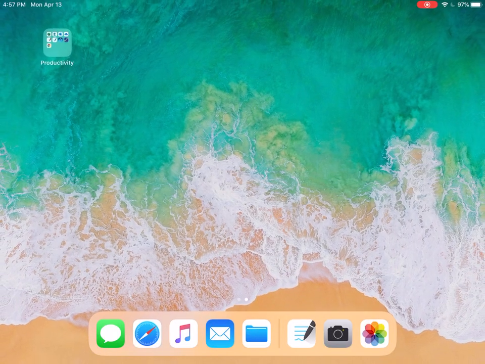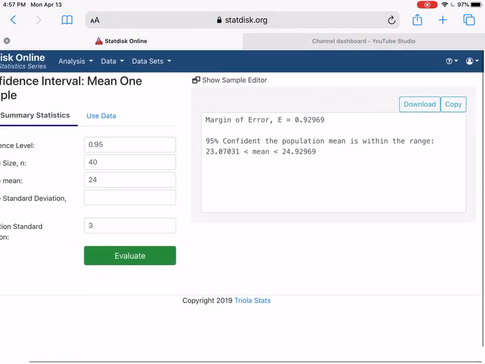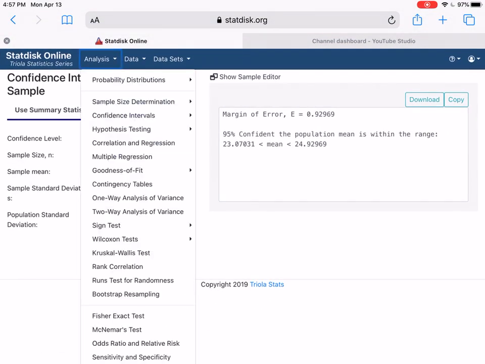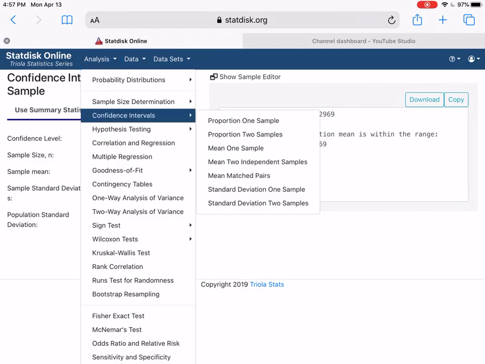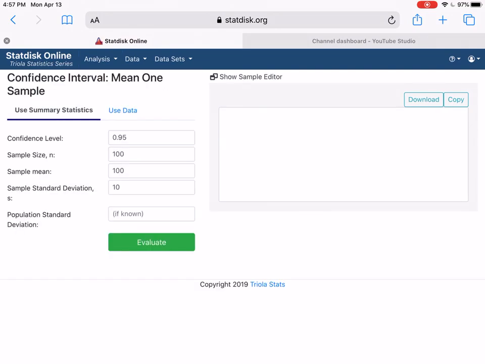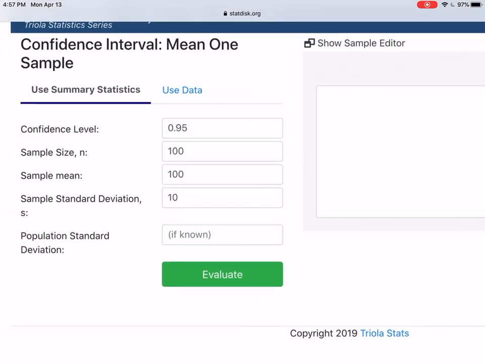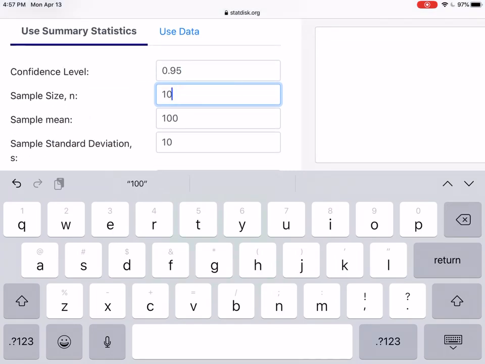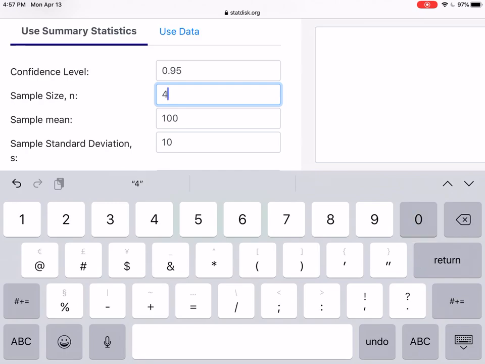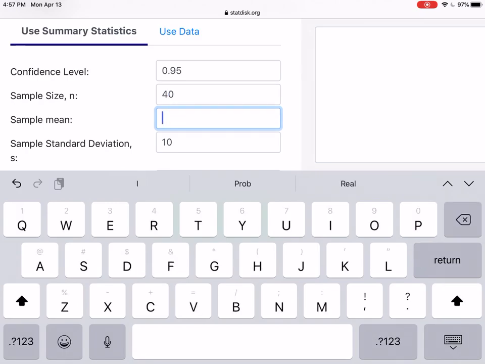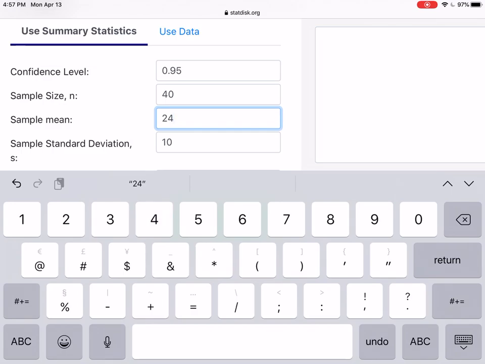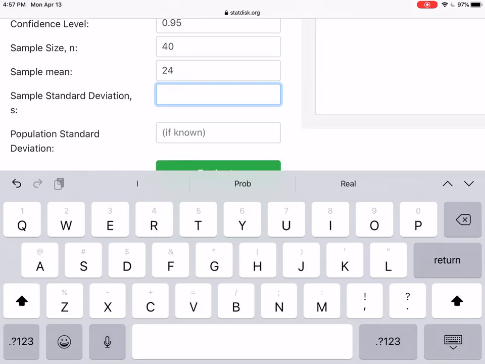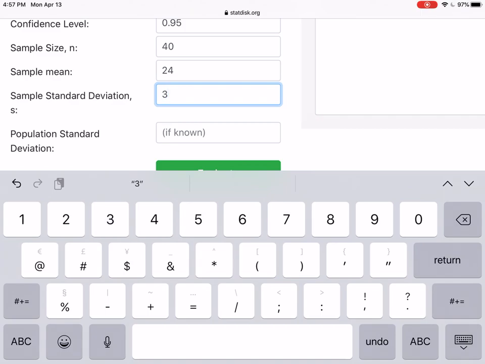So let's go to StatDisk. In StatDisk, I'm going to choose Analysis. I'm going to choose Confidence Intervals. We're trying to find a confidence interval about a mean, and we're only dealing with one sample. So I choose confidence interval, mean, one sample, and let's enter our information. 0.95, that is our confidence level. Our sample size here is 40. Our sample mean, the mean that came from the sample, was 24. And our sample standard deviation was 3.